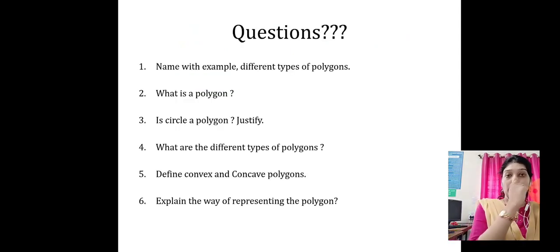The questions on this topic can be like this: name with example different types of polygons, or they may ask for the definition of a polygon. There may be a justification asked, such as: is a circle a polygon? If yes, then justify; if no, then justify. The next question can be: what are the different types of polygons? You have to mention here concave, convex and complex polygons, and how to identify them. Then define convex and concave polygons. In this you have to represent the convex and concave polygon identification by taking 2 points inside the polygon and joining them by a line.